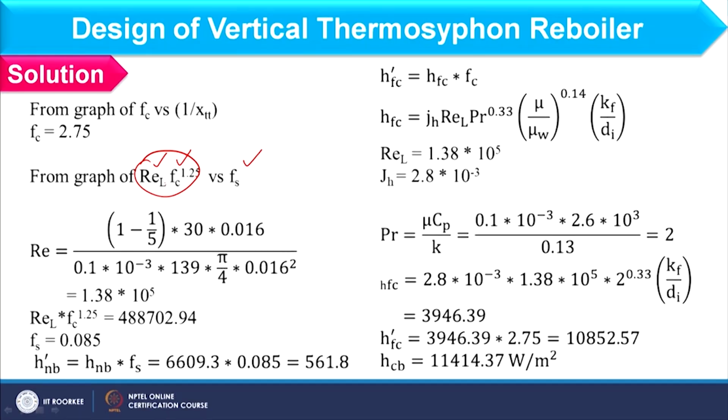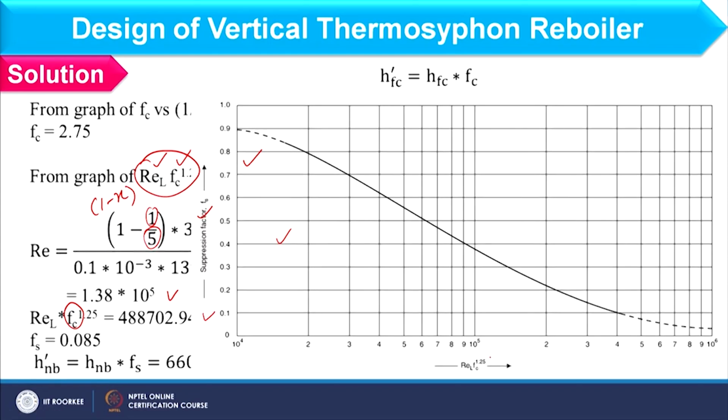So, the Reynolds number for liquid we can find out considering 1 minus x. You can see here, because the total feed is 5 in which 1 is vapor, 1 by 5 is the x value, and the total feed is given over here, and we can find out the Reynolds number like this, which comes out as 1.38 into 10 power 5. So, that should be multiplied with Fc power 1.25 and the total value comes as 4.89 into 10 power 5. Now, I have the value of this expression as 4.9 into 10 power 5.